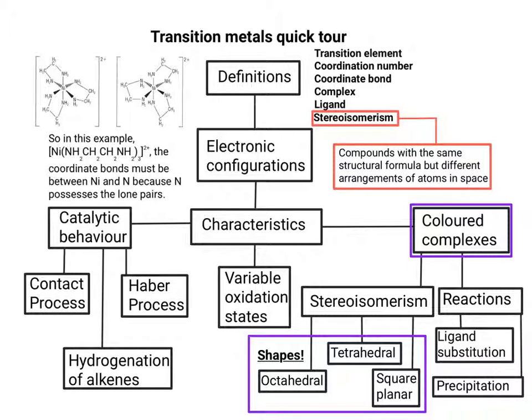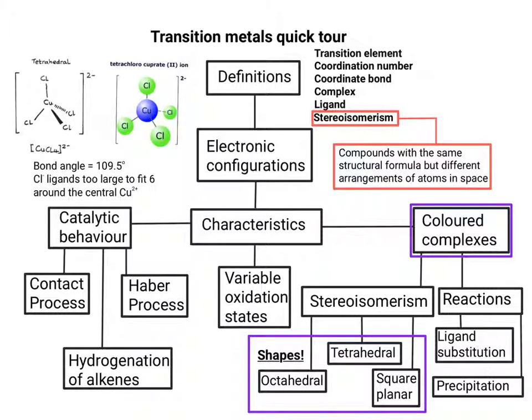So let's now move on to tetrahedral and square planar, and that'll be us done. In this shape, just like normal tetrahedral molecules, the bond angle is 109.5 degrees. The chloride ligands are too large to fit 6 of them around the central Cu2+, so the maximum that you can fit there is 4. The reason for this is the chloride ion is actually much bigger than the chlorine atom because the extra electron causes repulsion between the adjacent shells, so the whole thing swells in size.